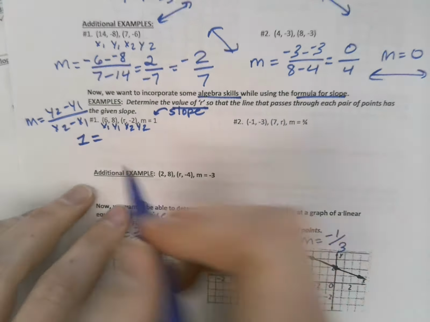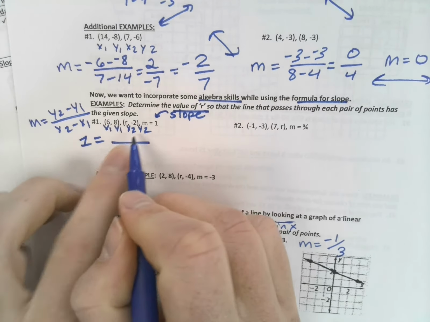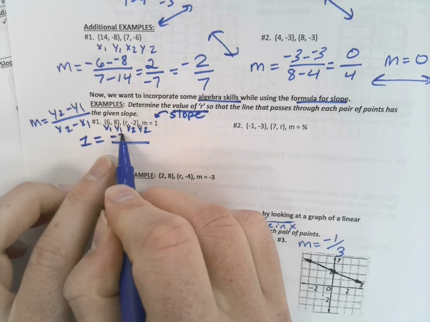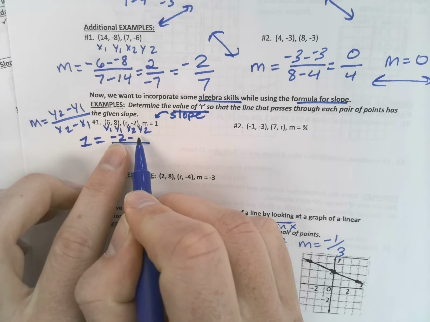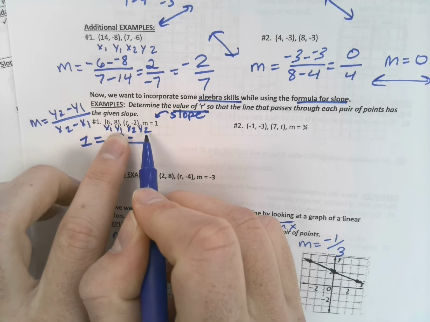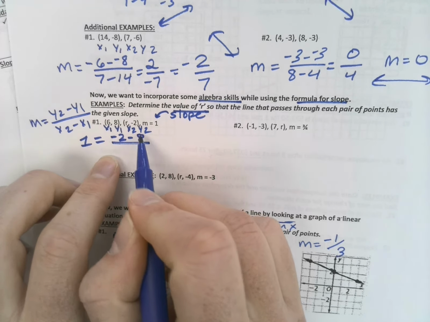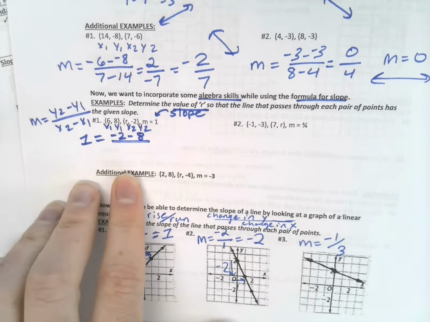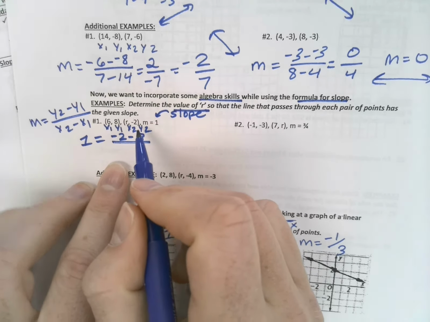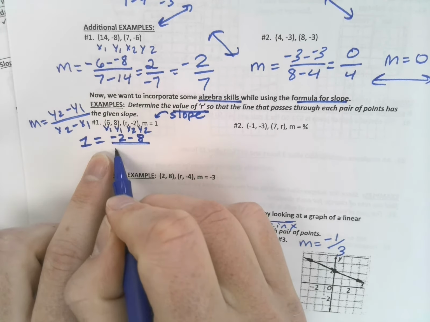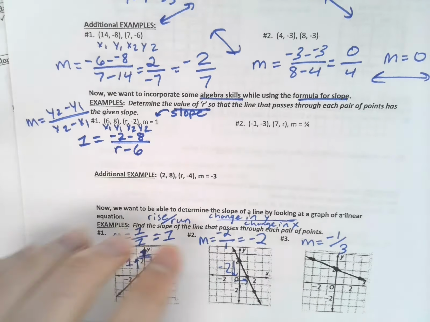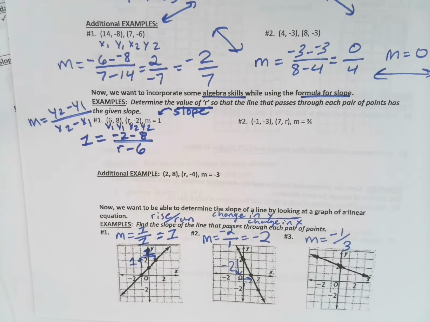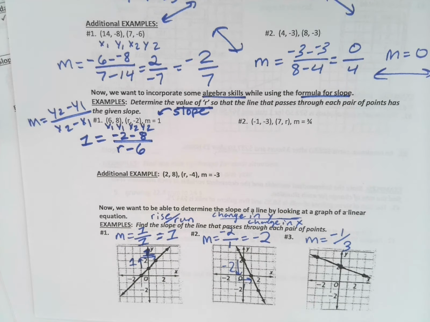So that was y2 minus y1, so that would be negative 2 minus 8. Yep, you're good. And how about X2 minus X1? That'd be R minus 6. Okay. So I know right now you guys are thinking, wait a minute, how are we going to solve for R?